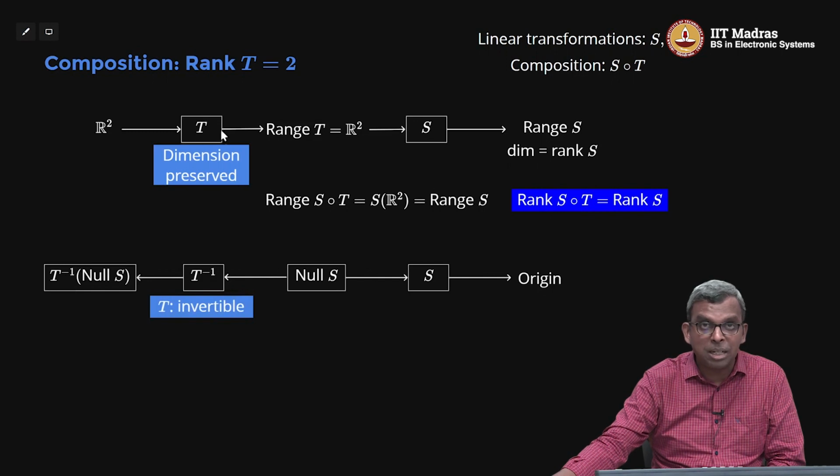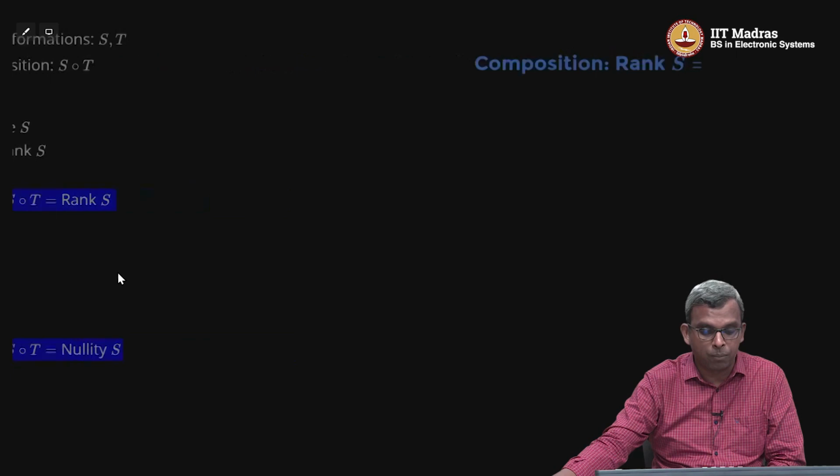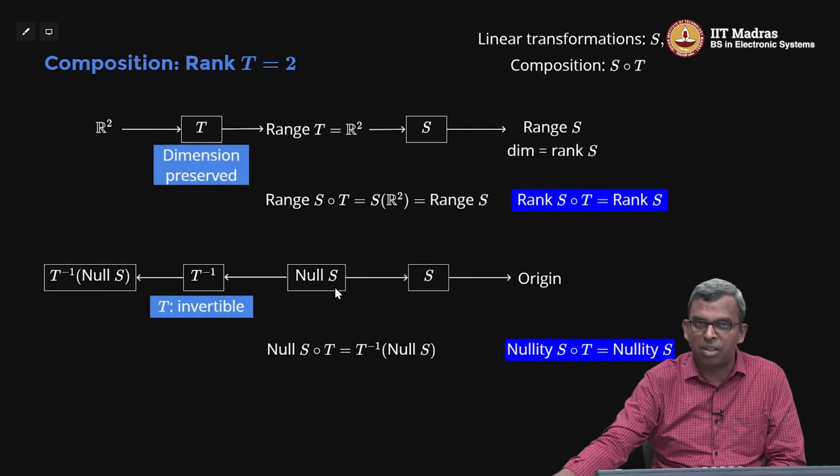But I know T is invertible, right? Once I know T is invertible, I have a T inverse. So, I can hit null S with T inverse and get T inverse of null S, and that will be my actual null space of S composed with T. So, because T is invertible, I can find out which subspace, when hit with T, will give me null S, right. So, that is nothing but null S being hit with T inverse, okay. So, that is a very easy thing to see.